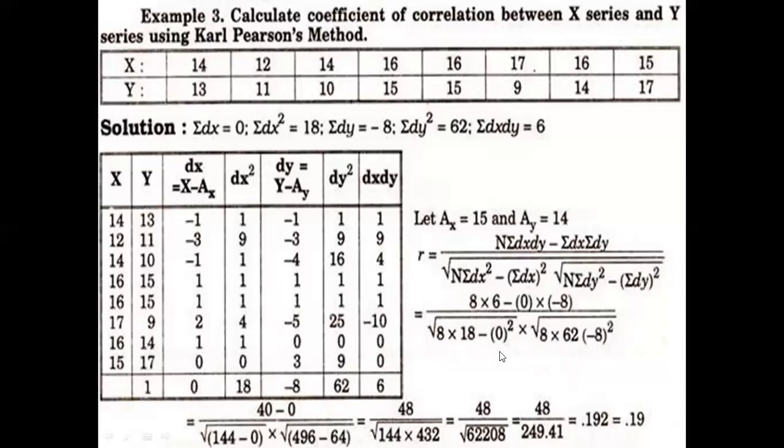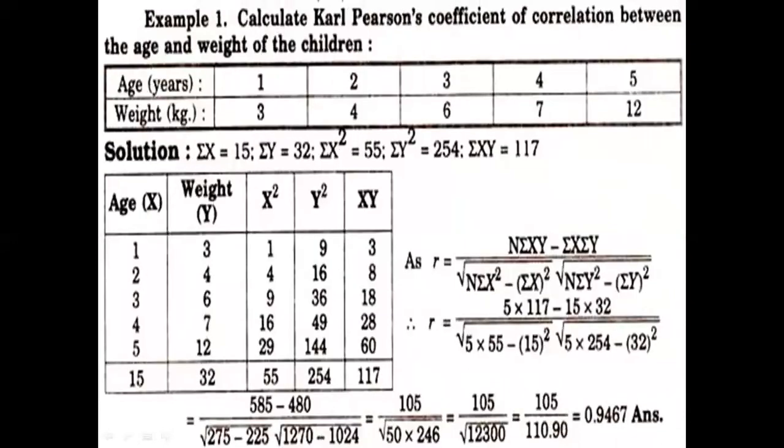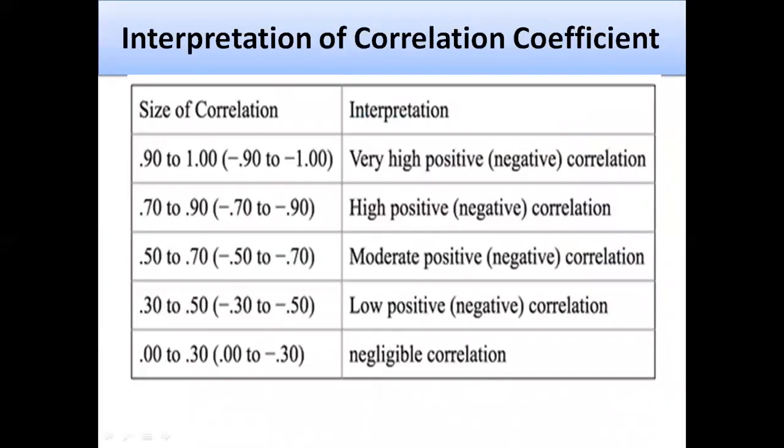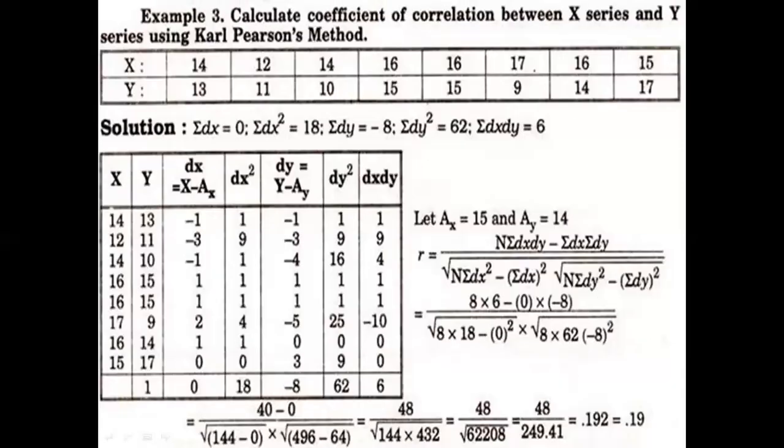So by solving this particular equation, we get that the R equal, or the coefficient of correlation in this question is 0.19. So again, go back to the table to check what is the interpretation of this value. If the value is between 0.00 to 0.30, it means there is a negligible correlation between the variables. Similarly, we can easily interpret that because the Karl Pearson coefficient of correlation is 0.19, we can say that there is a negligible correlation between x and y variable. So this is the interpretation for this particular question.